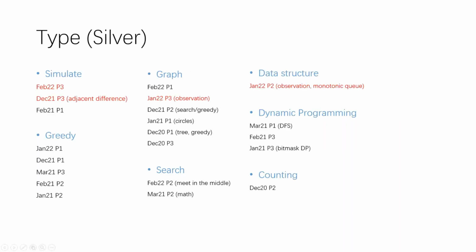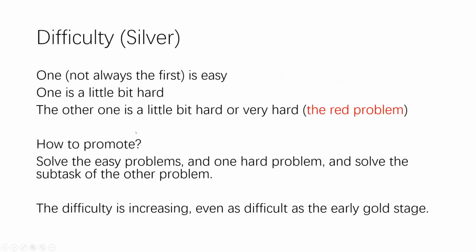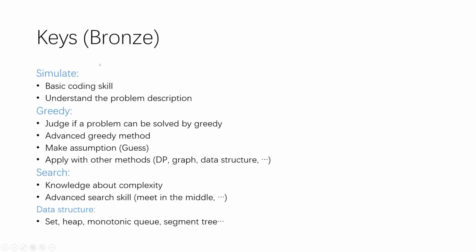Here we will find 4 red problems. The 4 red problems are very hard. But if you want to promote, you just solve the easy problems and the one hard problem, and solve the subtask of the other problem. So you don't need to solve the red problem. That means you don't need to solve the very hard problem. So, sorry, this is silver.